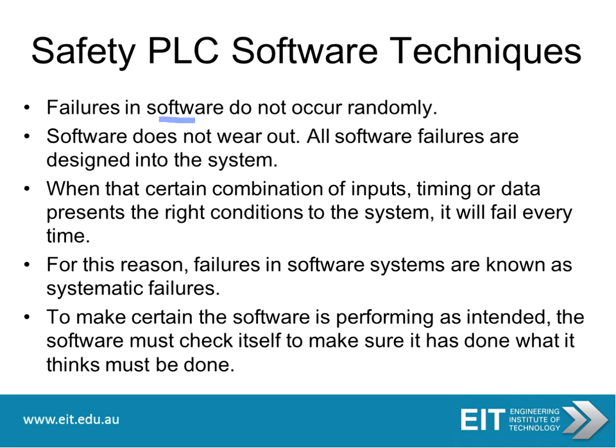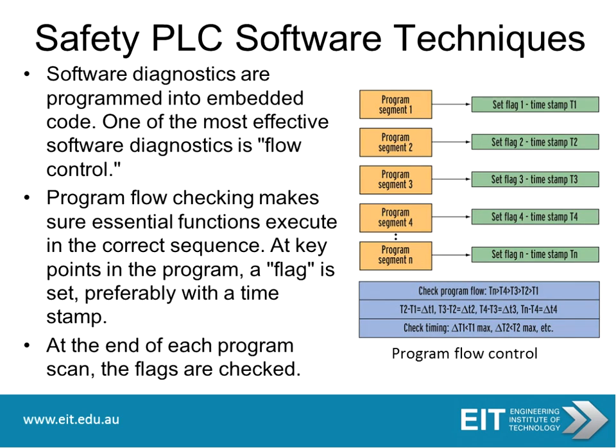Failures in software do not occur randomly. Software does not wear out. All software failures are designed into the system. So when a certain combination of inputs, timing, or data presents the right condition to the system, it will fail every time. For that reason, failures in software systems are known as systematic failures. To make certain the software is performing as intended, the software must check itself to make sure it has done what it thinks it must have done.